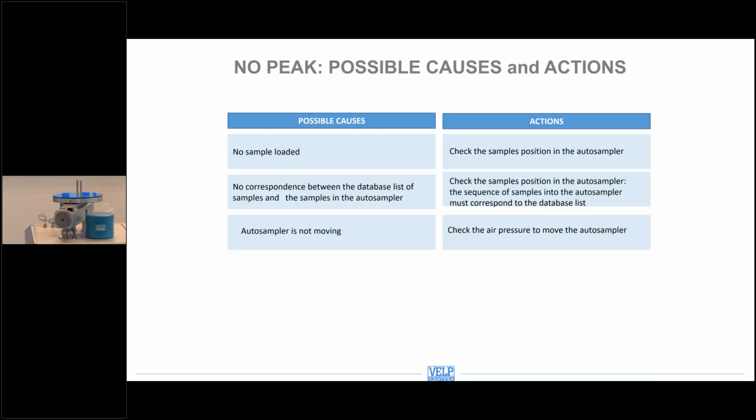The third cause is that the autosampler is not moving. The autosampler is a pneumatic system that needs air to move. So if it doesn't move, the sample cannot fall inside the combustion reactor. So before starting the analysis, check that the pressure is 3 bar. That is the pressure recommended to guarantee the rotation of the autosampler disk.